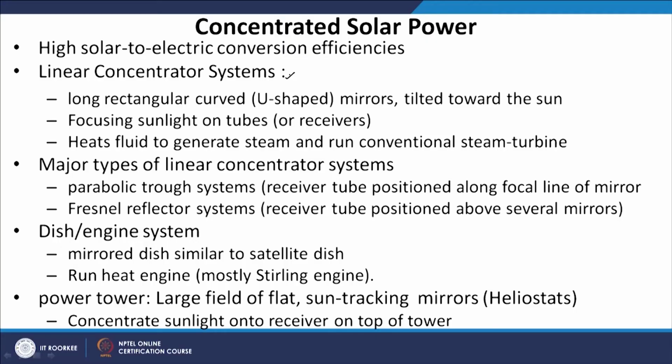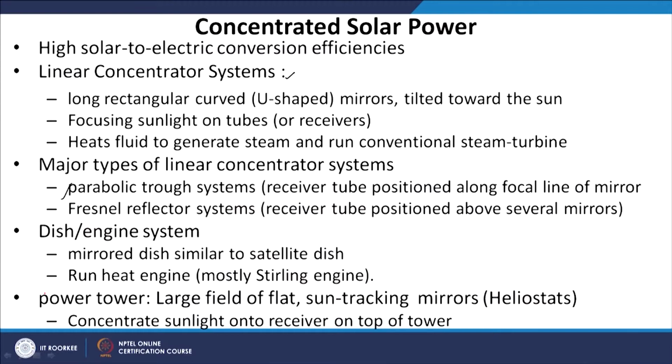In this category we have two important configurations. The first is parabolic trough concentrator system. In this the tube is at the focal point of the mirrors, and the other is Fresnel reflector system where we have a number of mirrors and a tube which is positioned above the mirrors, not necessarily at the focal point of the mirrors. The first one, parabolic trough system, is the most popular, although there are a few power plants in the world which are designed based on the Fresnel reflector system.